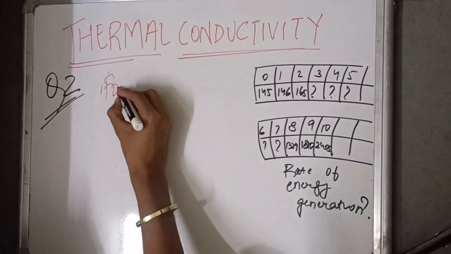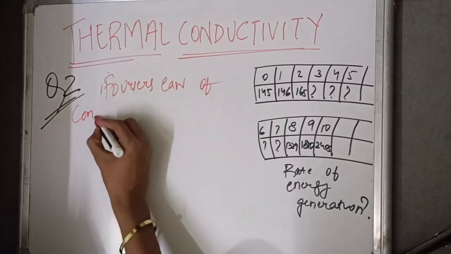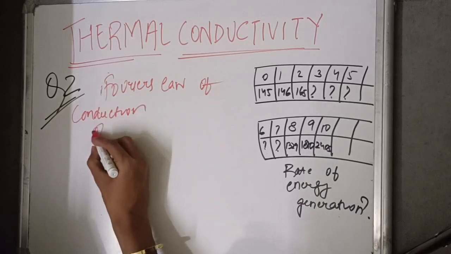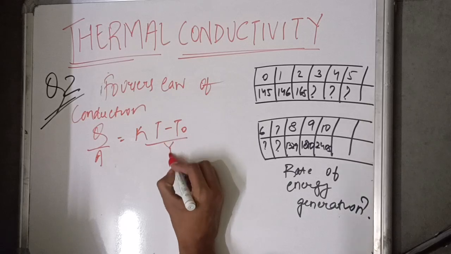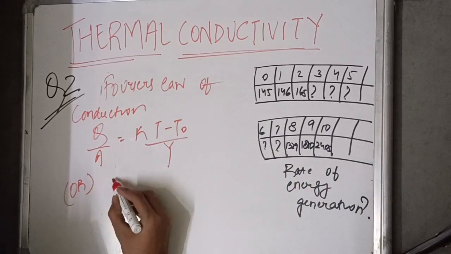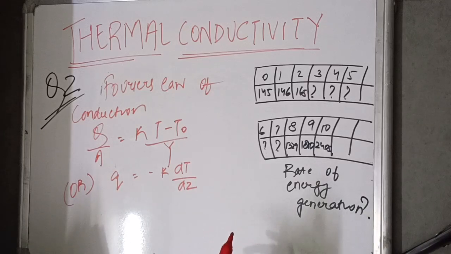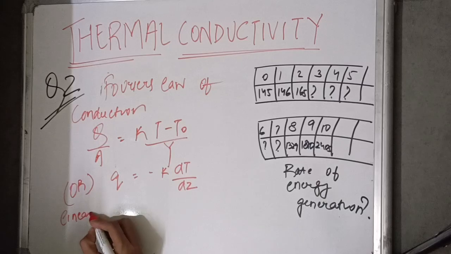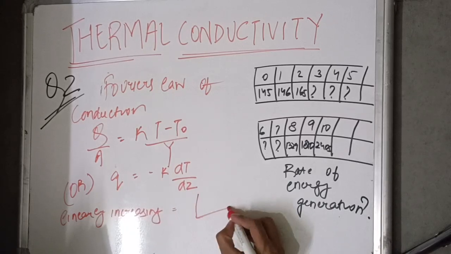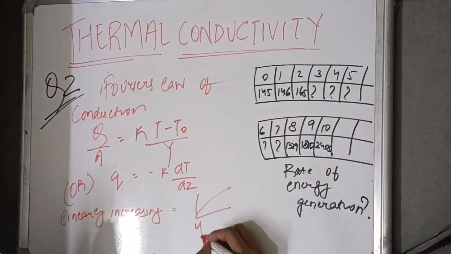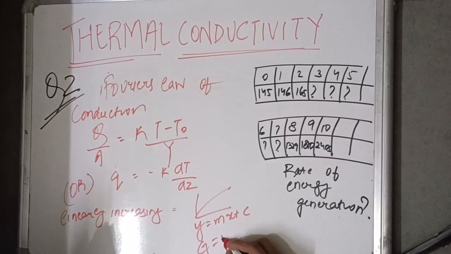We know Fourier's law of heat conduction. It states that heat flux is directly proportional to the temperature gradient. It is given by this equation. It is given that it is linearly increasing, which means it can be the equation of a straight line, y equals mx plus c. In this case I am assuming mz plus c.